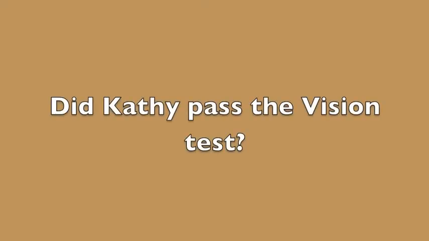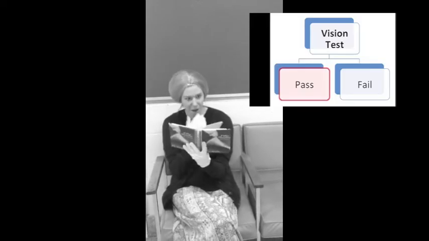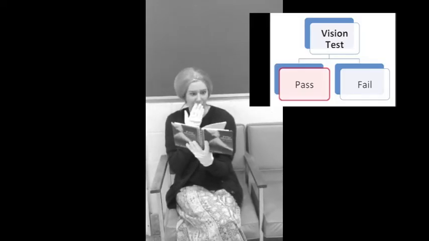Did Kathy pass the vision test? In order for her to pass the vision test, she must have no problems reading 5mm print at reading distance. As you can see, Kathy has no trouble reading her novel. This means she has passed the vision test.